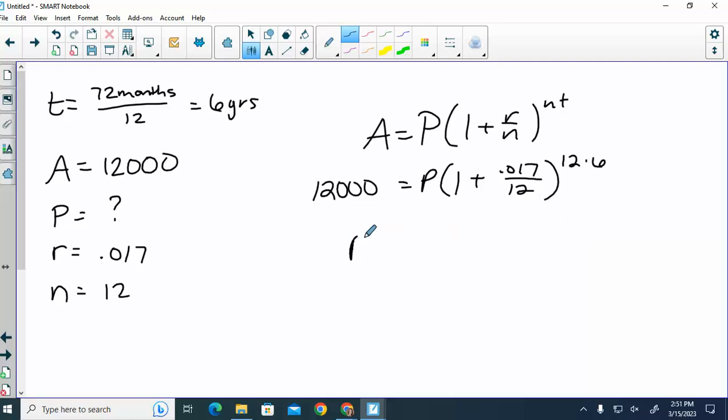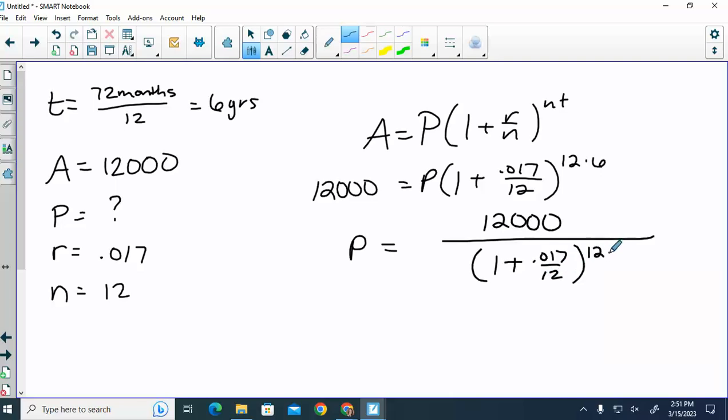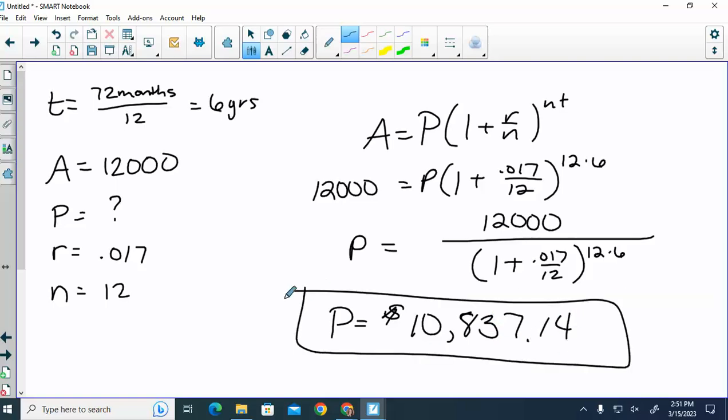So easiest way to get this is just do it all on the calculator. We have 12,000 divided by this. I love the calculator, it's just so gorgeous. So if you plug that all in, 10,837 and 14 cents. Since it is money, make sure you are putting a dollar sign and rounding to 2 decimal places.